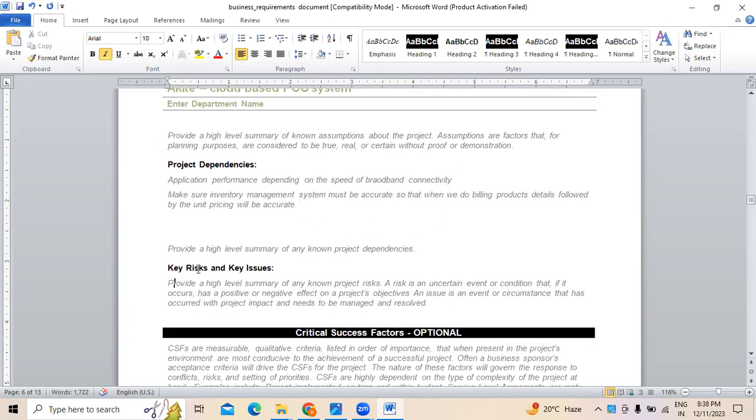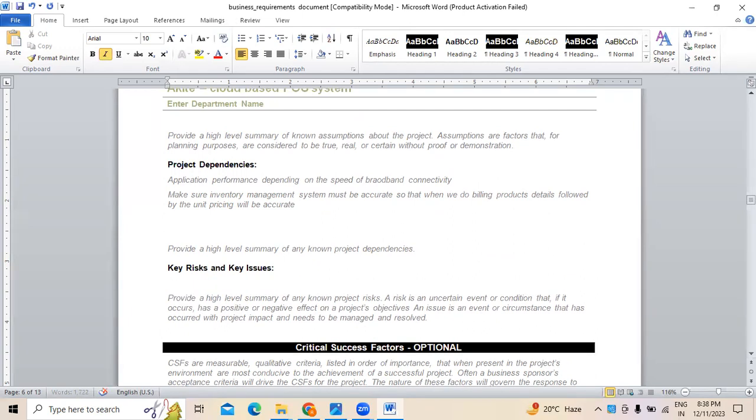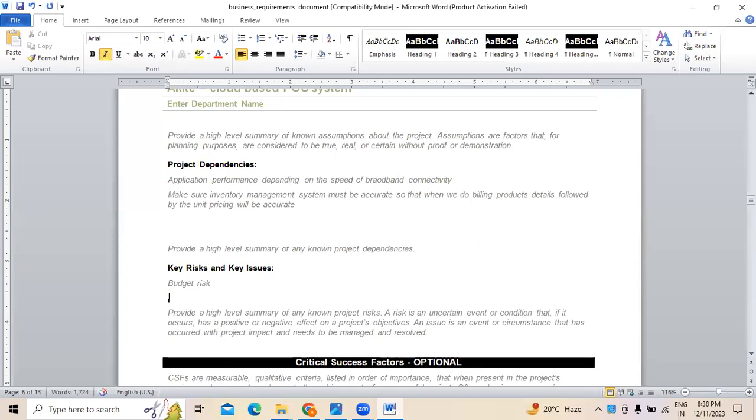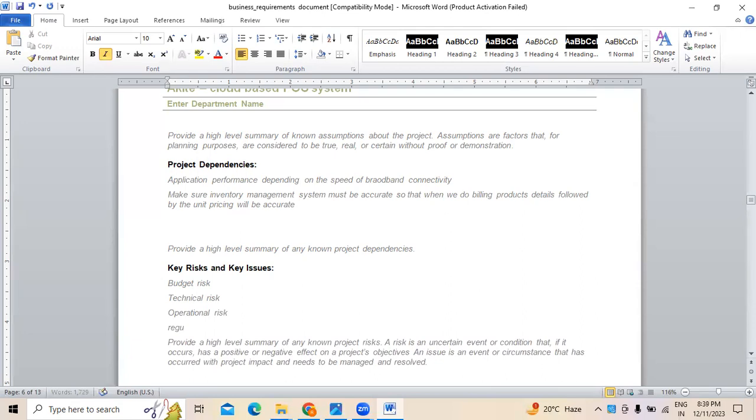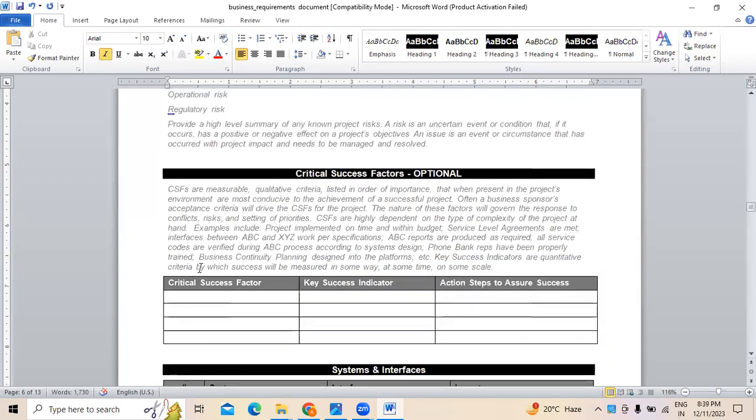Next, if there are any risks involved, for example, it can be a budget risk. Right? Budget, for example, we may have a limited budget, or else it can be a technical risk, or an operational risk, or else a regulatory risk, right? So these are the different key risks and issues which have to be addressed here.